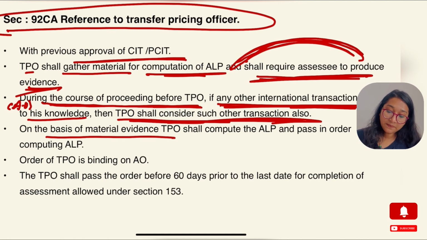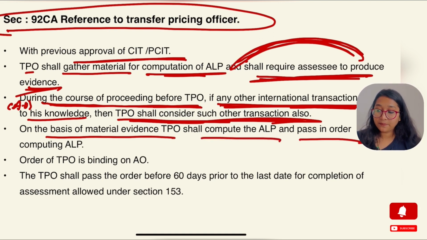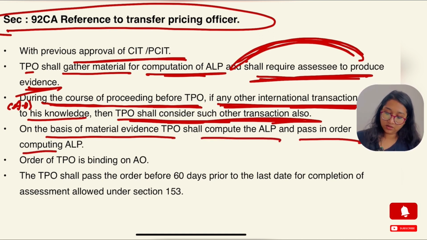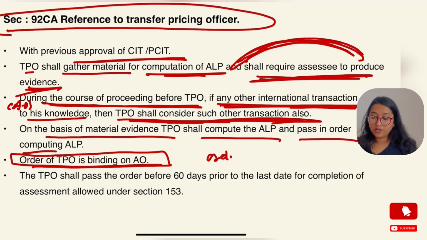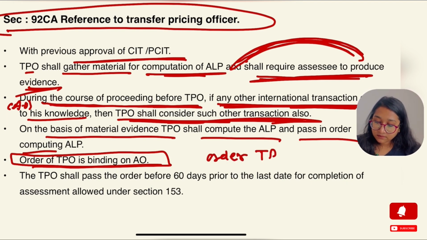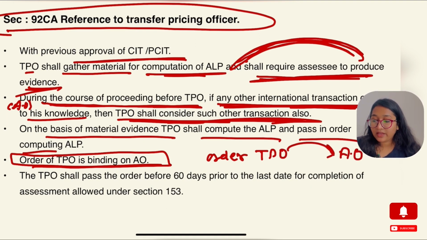On the basis of material evidence, TPO shall compute the arm length price and pass the order. This part was also clear. Do you think that the order of TPO is binding on AO? Yes, the order of the transfer pricing officer is binding on AO.